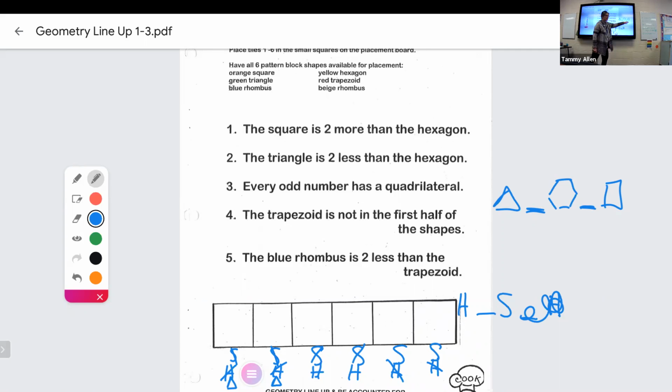Do you see that listing them like this on your paper and actually physically putting the shapes in those boxes should help you determine this down here? Do you see that? Yes or no? Okay.